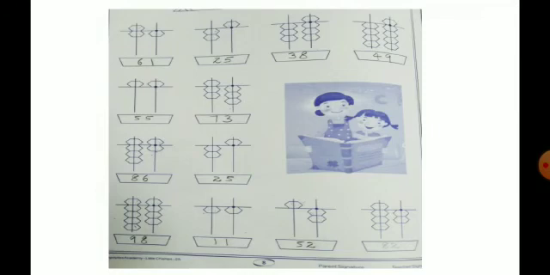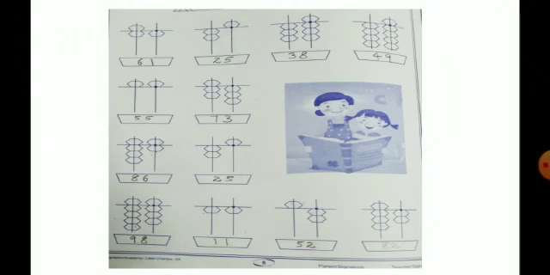Then take the next page, number 8. There also we can see the same exercise. If you take the first exercise, we can see 2 beads in tens place and 1 bead in ones place. So the value of the tens place beads is 50 plus 10, that is 60. Then the value of the ones place bead is 1. So 60 plus 1, 61.